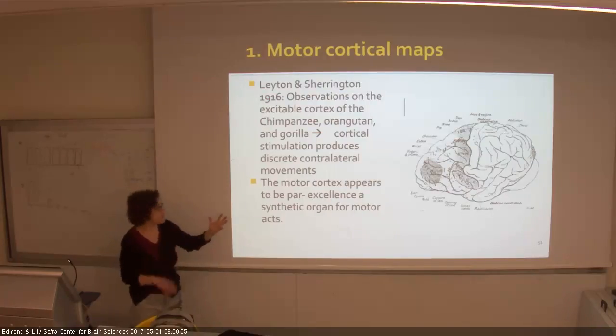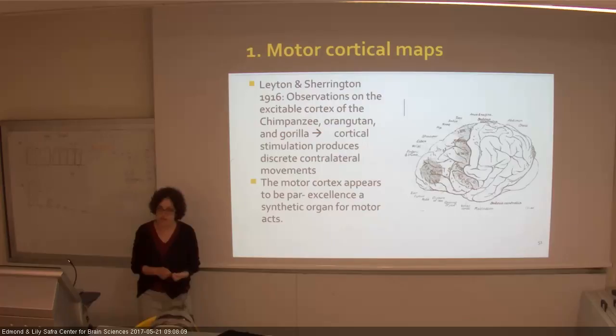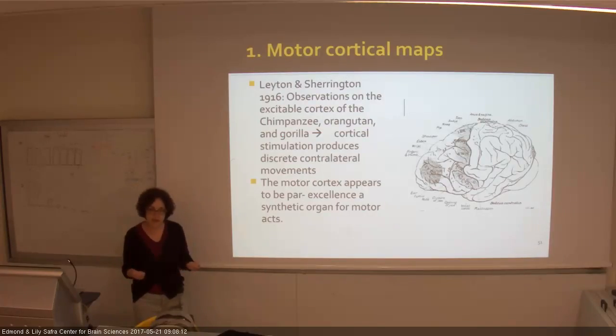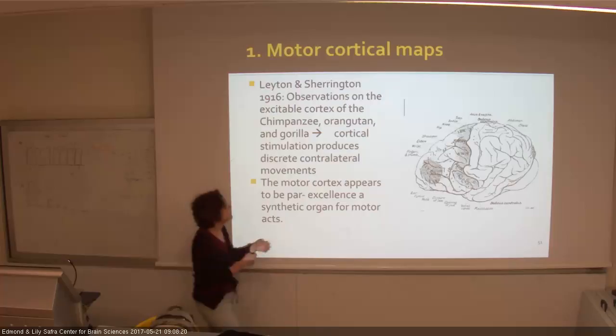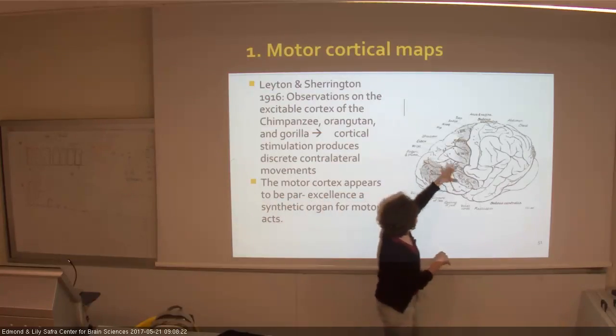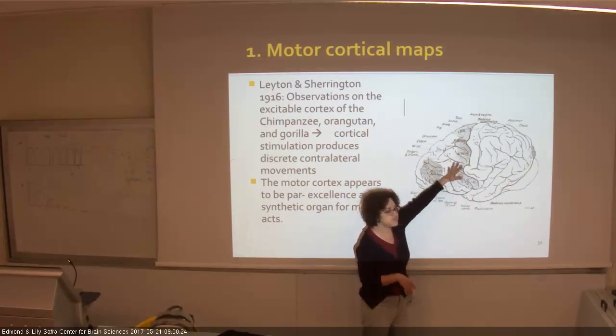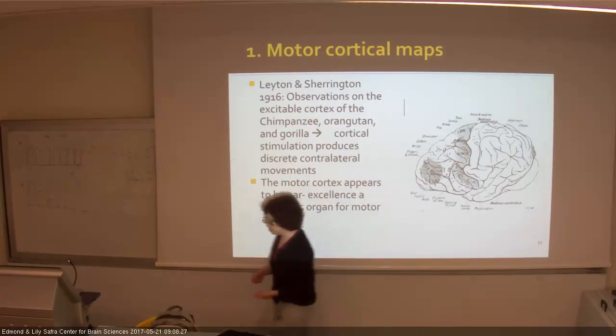So first they called it the motor cortex, but they also suggested that this is sort of a synthetic organ for motor action, because based on these maps you can say, if I want to make a movement that involves the shoulder, the elbow, and the fingers, all I need to do is excite these areas in an organized manner, and I'll get this movement.